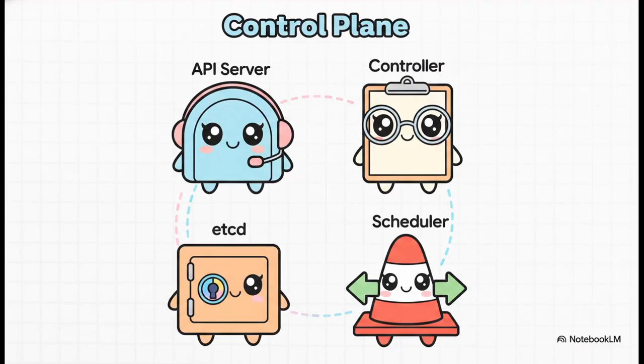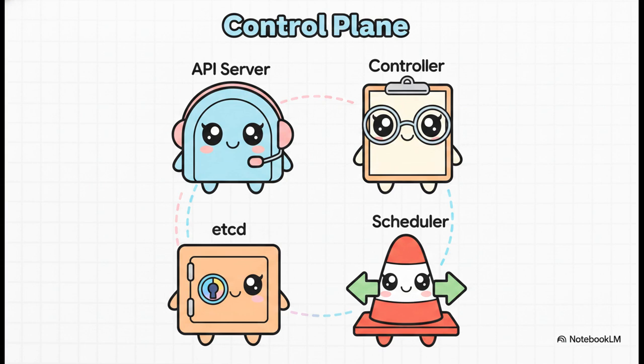Section 3, Anatomy of the Control Plane. Now, what's really interesting about this slide is seeing how these 4 components work together on a physical machine to act as the brains of your entire system. First up is the API server. This is your gateway. It's the only part you, the developer, actually talk to when giving instructions.